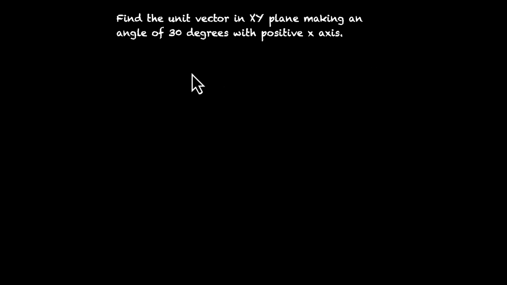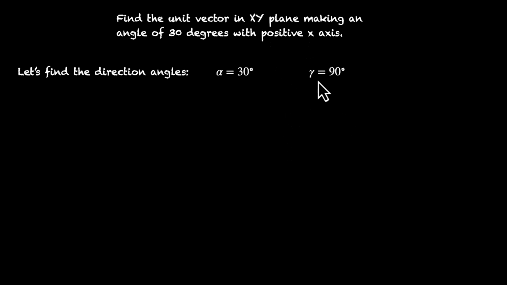Okay, so we need to be careful with the direction. Angle of 30 degrees with positive x-axis, which means alpha is equal to 30 degrees. And this vector is in xy plane. This means it's perpendicular to the z-axis, which means your gamma is actually equal to 90 degrees. The angle that it makes with z-axis is going to be 90 degrees. This means we're actually in the 2D plane, the xy plane. If the angle that this vector makes with x-axis is 30 degrees, it should make a 60 degree angle with the y-axis. 30 plus 60 is 90. So these are our angles.